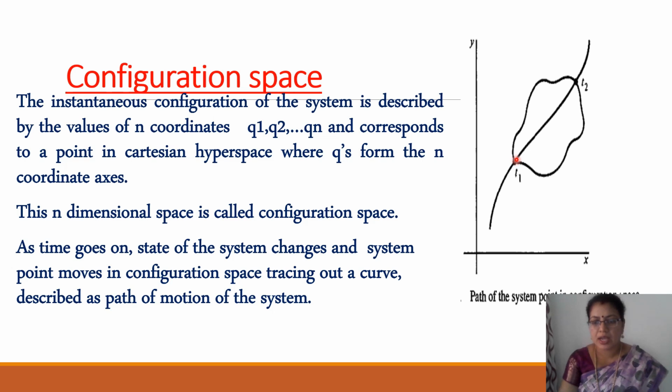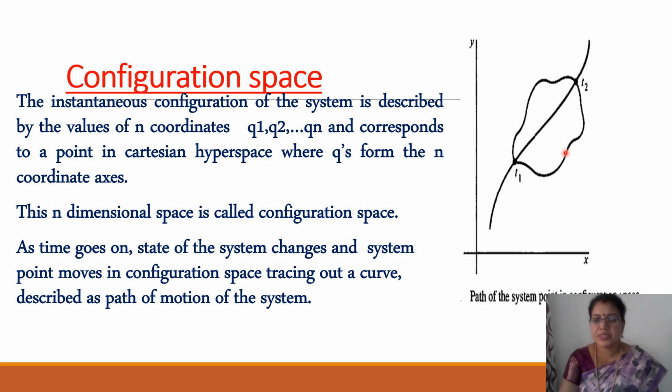Suppose I am taking a Cartesian space, a two-dimensional space defined by the axes x and y. The system configuration can be defined by a single point. Now at a particular time this is defined, and as time goes on the state of the system changes, and again the system configuration can be described, and the point might have moved to another point t2 in the configuration space. So the path of the motion of the system can be traced by this curve. So this is called the configuration space.